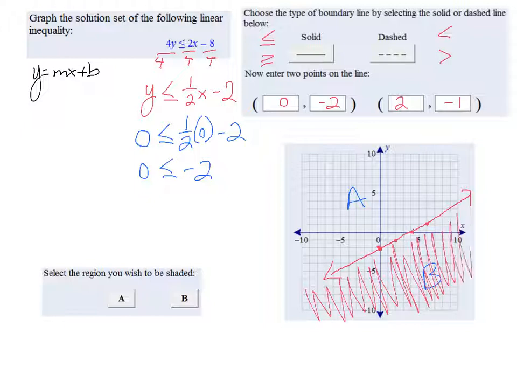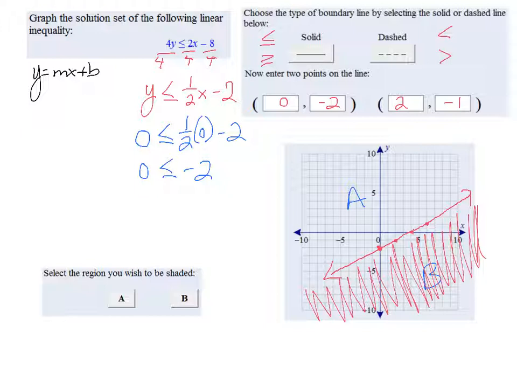And for any ordered pair that I pick in this shaded part, whatever I want, if I plug it in up here, it would work in that inequality. And any point that I would pick over here in the non-shaded part would not end up working, like our example here did not work. And because our line is a solid line, any point that would land on that line would work.